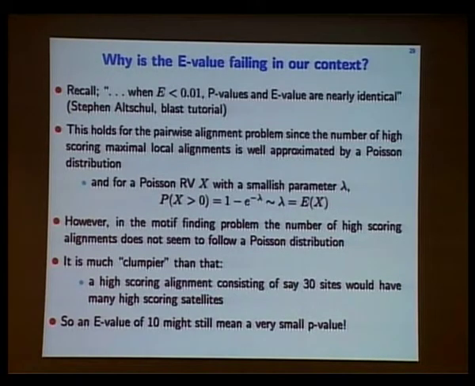It's not so discrete. Once you have one, there are a lot of other satellites or parasites, depending on your point of view, that come and also cross the threshold. So you can have an e-value of 10, but that might still mean a very small p-value, because that e-value of 10 might be essentially one cluster of alignments that scores high and brings in a lot of other satellites.